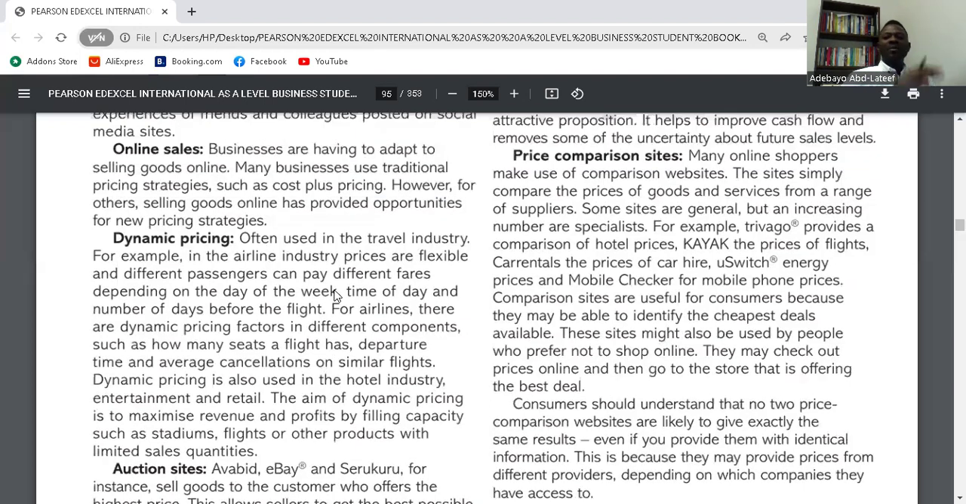So, price comparison sites. Here, you as a business, you find these specialist sites, you place your price with them, you let them know your price, they help you to showcase it on their own website. So doing this would allow you to let customers know that your price is cheaper than those of your competitors. Yes. Do you get it? Any question about it?